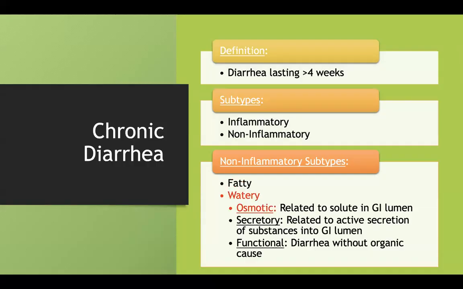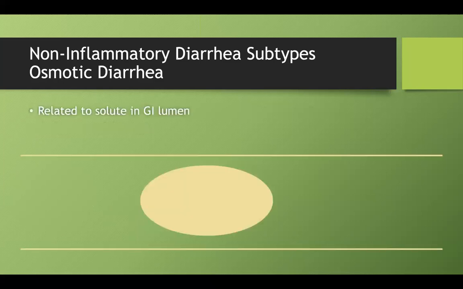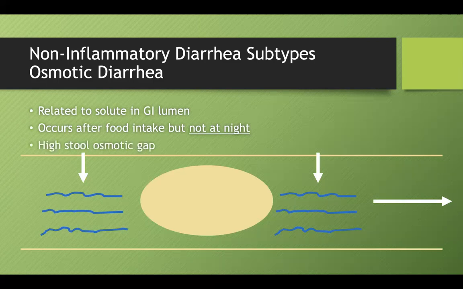Let's talk about the watery diarrhea subtypes. So the osmotic diarrhea is related to solute. So essentially you have some sort of solute, it's stuck in the GI tract, and because of that, water likes to follow solute, and so water is going to enter the GI tract and everything's going to be excreted. Because it's usually related to some sort of food intake that cannot be digested, you're going to notice osmotic diarrhea after meals. You're not going to see it at night though, because there's no solute in the lumen that's perpetuating this diarrhea. And you'll also see a high stool osmolar gap.